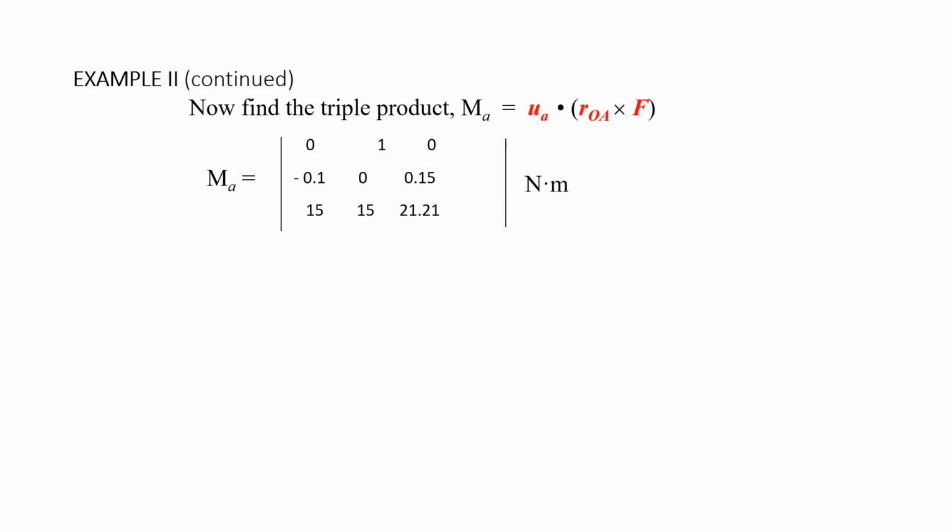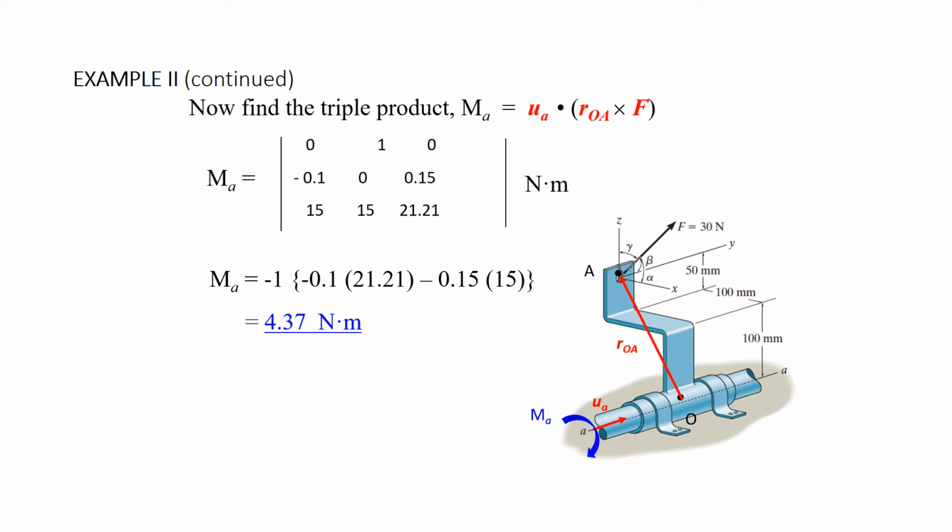We can get the triple scalar product by simply creating this 3 by 3 and then finding the determinant, where the 3 by 3 contains in the first row the unit vector of the axis of interest. In the second row, we have our position vector from O to A, and in the third row, we insert our force in Cartesian vector form. So now we just calculate the determinant using the conventional methods, which I hope you've learned. If you haven't, you'll know how to do this later.